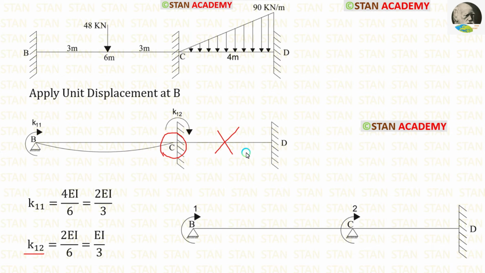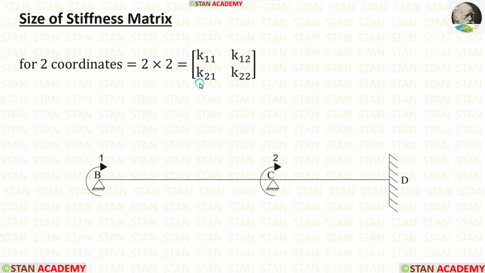If there is no curve, there will be no stiffness value. On the left side, there is a hinged support. If the far end is hinged, the formula for stiffness is 2EI upon L. Length of CB is 6. Let us apply that. Finally, for K12, we are getting EI upon 3 in the stiffness matrix. Now let us find the second row.